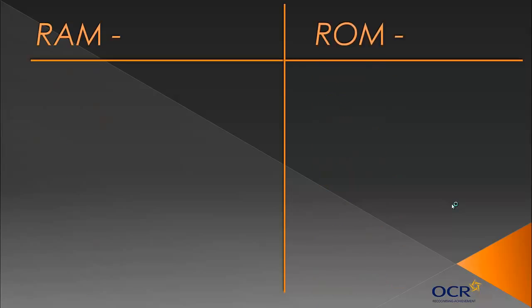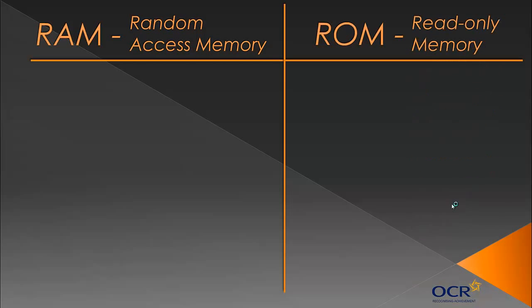So firstly, we're going to compare two types of memory, which people like to compare for whatever reason. I think they're actually quite different. They are sort of opposites in a sense, but I will compare them. RAM stands for random access memory, and ROM stands for read-only memory. Two types of memory you've got to know all about.